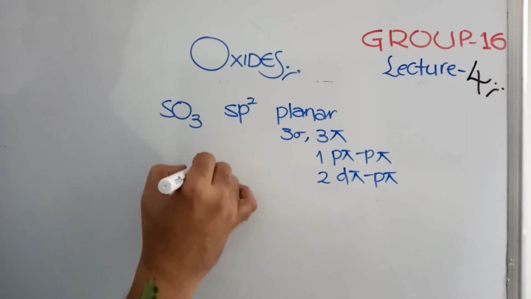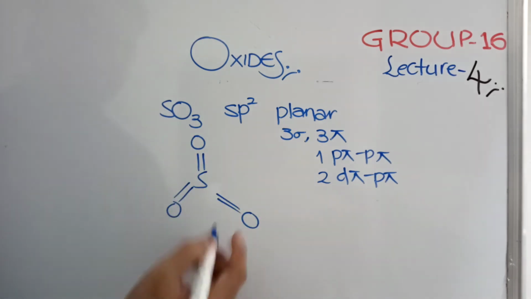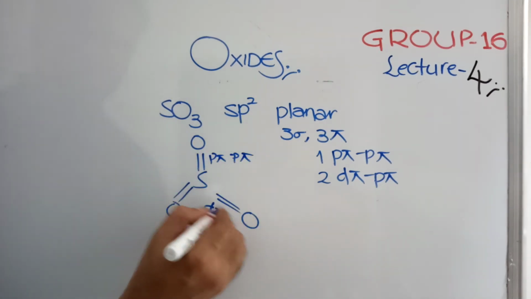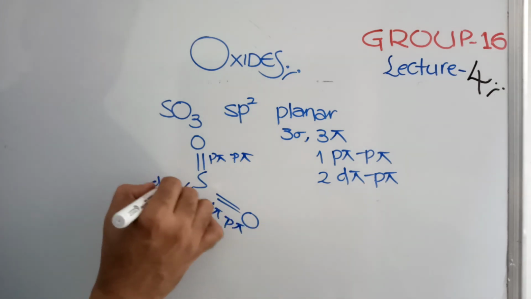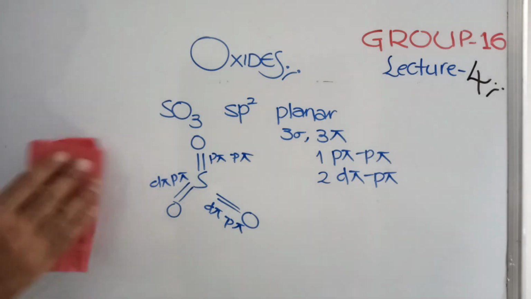Sulfur with one double bond to O, another double bond, and one double bond. 3 sigma bonds. This one is p pi p pi, this you need to say d pi p pi, and this is also d pi p pi. As we were just discussing, for 6 bond formation another electron also should jump into a d orbital. So 2 d unpaired electrons will be there. They will form d pi p pi bonds. Sulfur trioxide: sp2, planar, 3 sigma, 3 pi bonds. This type of question is very common. You can expect these kinds of questions about oxides.